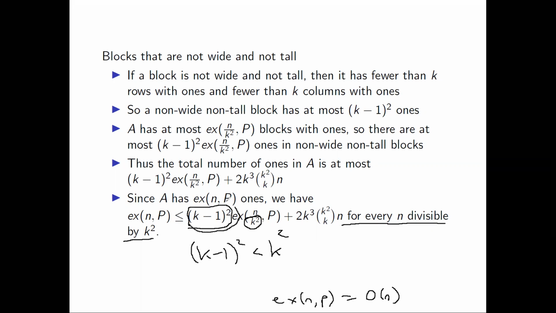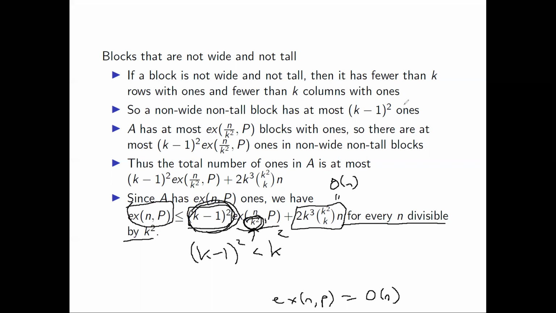So the constant in front of this extremal function is less than the denominator of the n. So ex(n, P) is less than or equal to this smaller constant times ex of n over a larger constant, comma P. And then the other part that's making it work is that this part right there equals big O of n. So even if that was a much huger quantity in terms of k, like if it was k to the million times n, that would still be big O of n because the k is a constant.